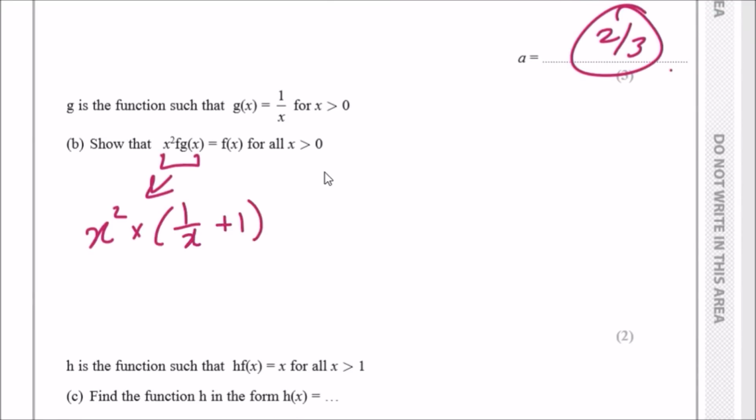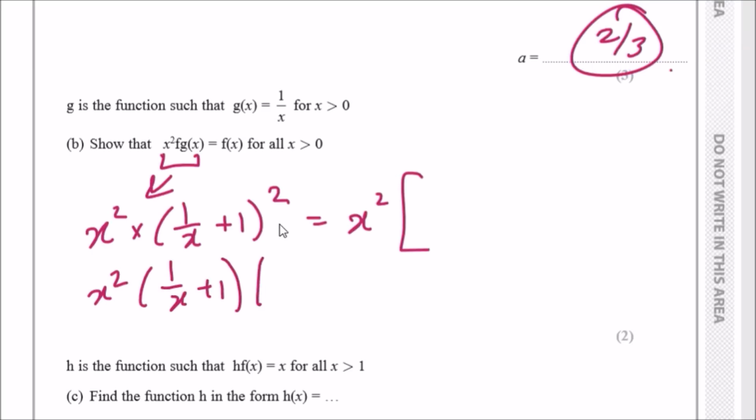1/x plus 1 squared. Let's see if we actually get f(x), yeah? Because it says show that, not solve. So what happens here? Let's expand the bracket. Let's leave x squared outside. If you realize that this is just double brackets, this is the same as x squared times (1/x plus 1), and then again another (1/x plus 1), and then we use FOIL.